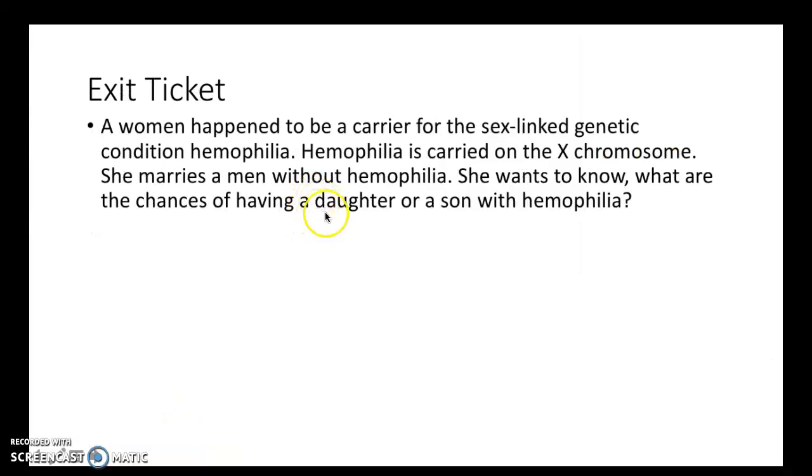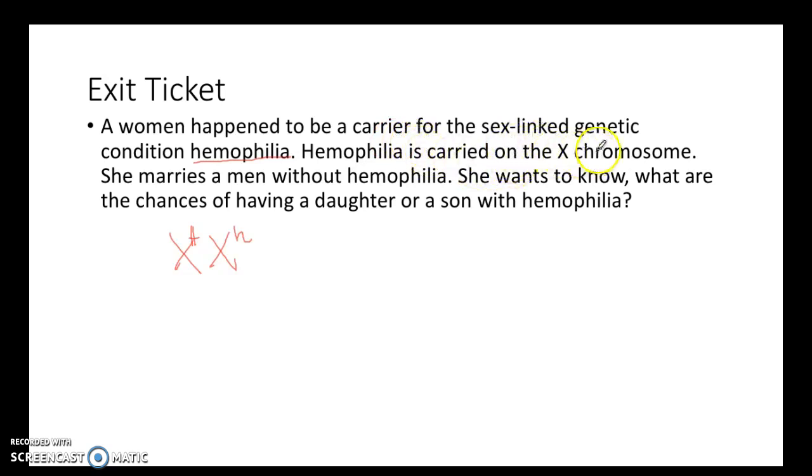So just an exit ticket to wrap all this up together. It says that a woman happened to be a carrier for the sex-linked genetic condition of hemophilia. So if this woman is a carrier for hemophilia, we're going to assign her a letter. Since we're using hemophilia, let's just use the letter H. And we're talking about a woman, so she's X and X. And we're going to make sure that she's a carrier. To be a carrier, she has to be heterozygous. So big H, little h for hemophilia.